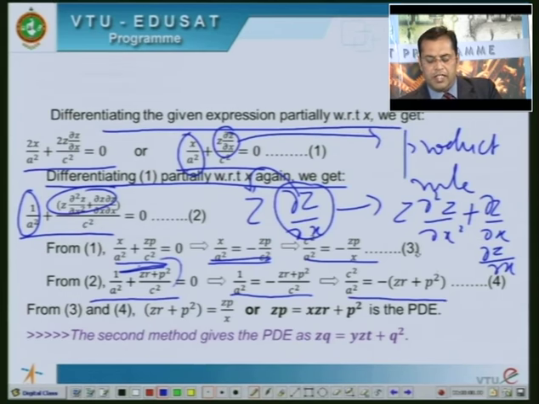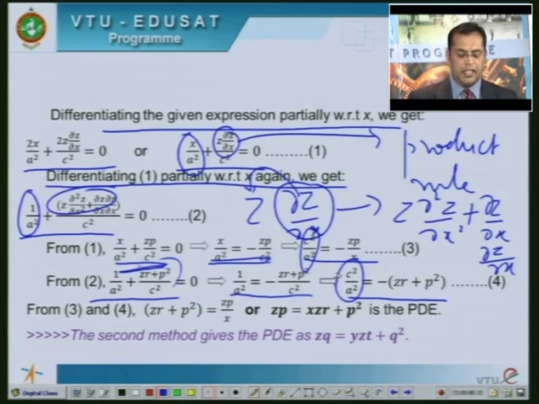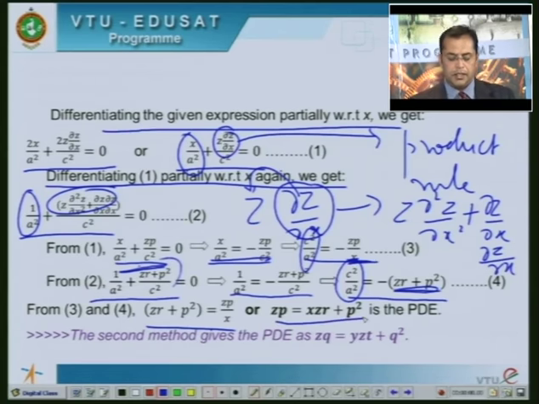Observe that equations 3 and 4 have identical left hand side expressions, c² by a². So, you can equate the RHS also. So, immediately from 3 and 4 the given PDE is zr plus p² equal to minus zp by x, by cancelling the negative sign, or zp equal to x times zr plus p², becomes the required PDE. It is a PDE of order 2 due to the presence of the partial derivative r.